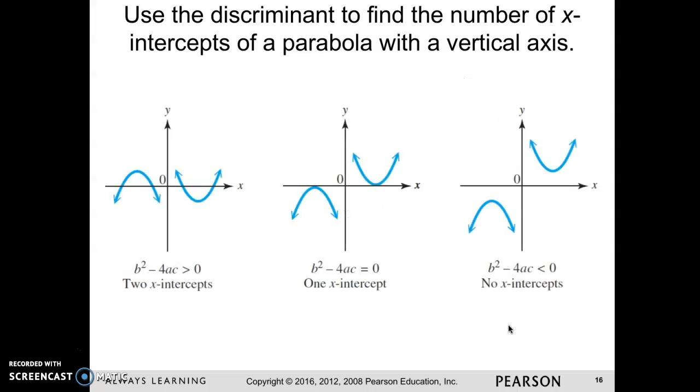So this helps you determine. This is the discriminant rule. Please remember this rule, b squared minus 4ac. If it's positive, you can see it has 2. If it's 0, it only has 1, which is the vertex. It's kind of like the parabola lies on the x-axis. If it's negative, then it doesn't touch the x-axis at all.